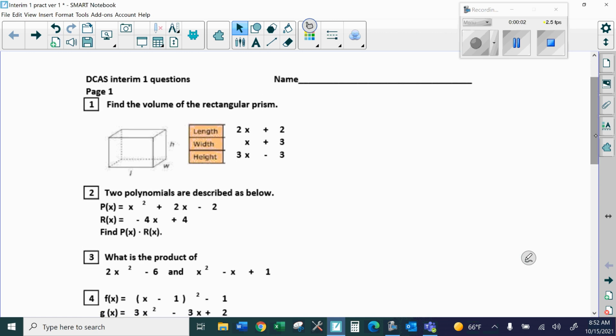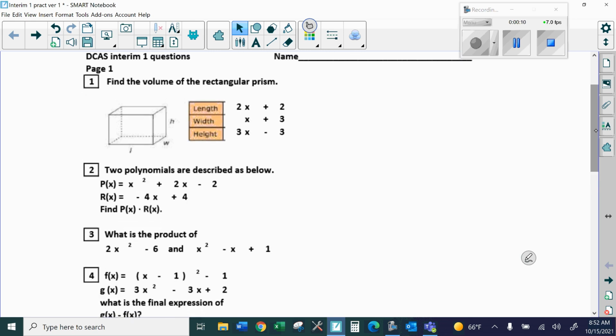Okay, students, we're going to go over practice problems in your first interim DCAS. They'll look something like this. Okay, find the volume of the rectangular prism. This is review from middle school, formulas from middle school geometry.